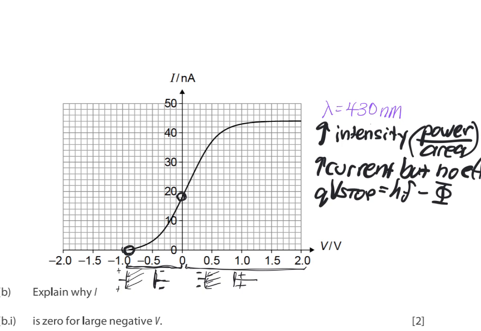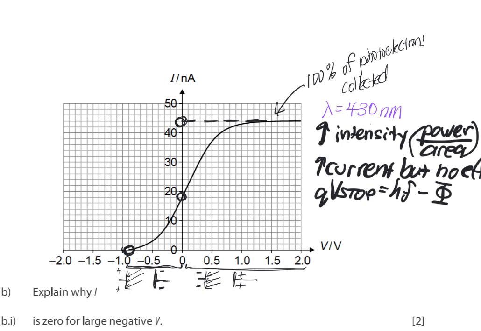Notice this asymptotic max value here. This max current looks like it's about 44 nanoamps. At that max current, that's the positive voltage value where you make the collection plate so positive that it's collecting every single photoelectron that you can get. Maximum saturation. So increasing the voltage isn't going to do anything. You're not going to get any more current because that plate is now so positive that it's collecting all the photoelectrons. Okay, I wanted to explain that.